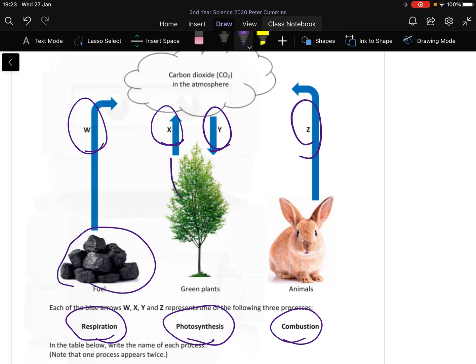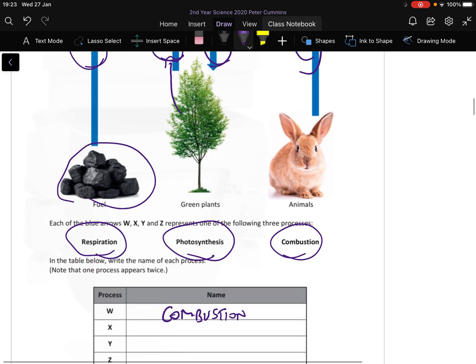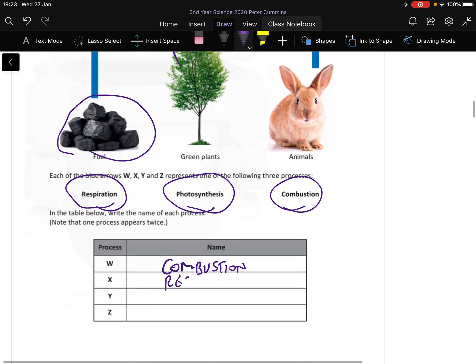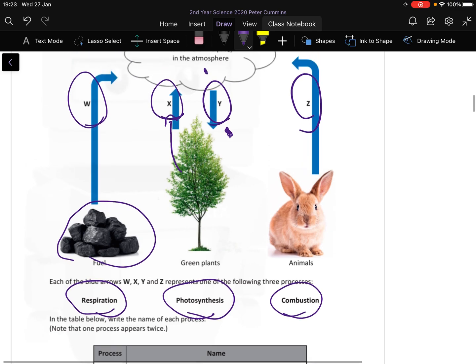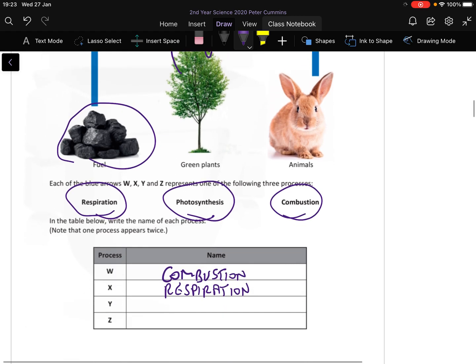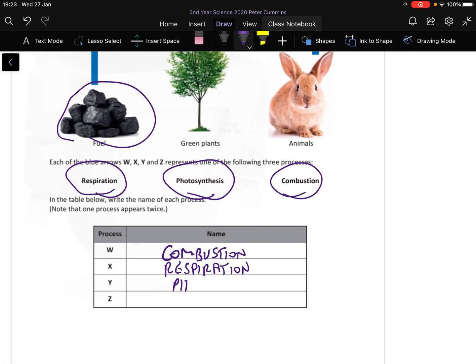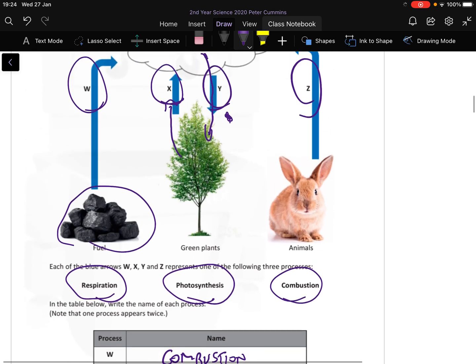X is going to be going from the tree up here. So that's going to be respiration. The proper term really there should be transpiration, but we go with respiration because it's definitely not this one, going from the atmosphere down to the actual plant. And that one is going to be photosynthesis. The plant taking in carbon dioxide to make its own food.